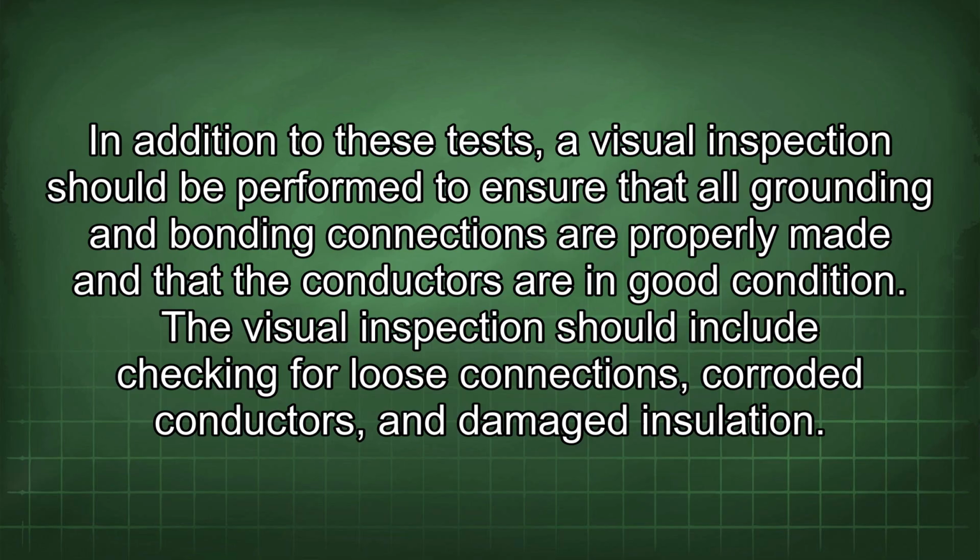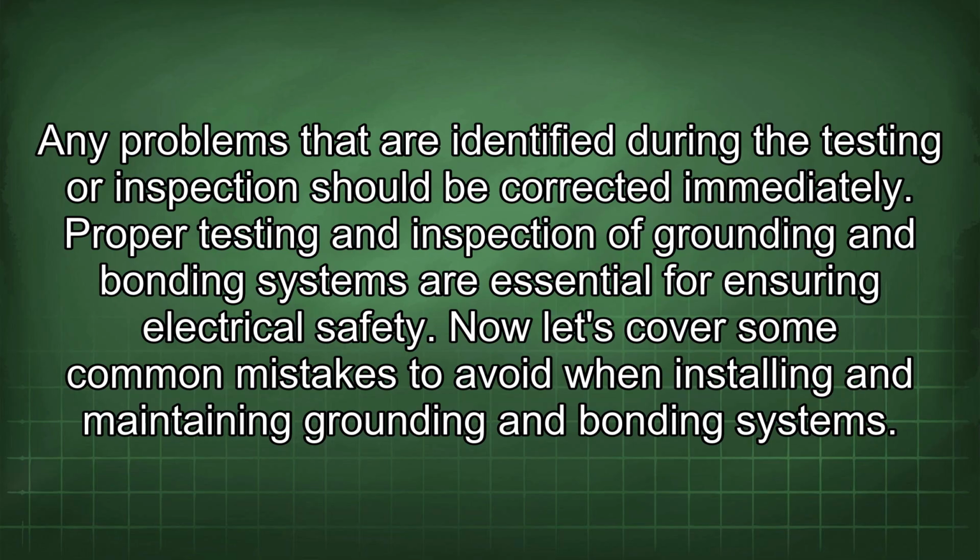In addition to these tests, a visual inspection should be performed to ensure that all grounding and bonding connections are properly made and that the conductors are in good condition. The visual inspection should include checking for loose connections, corroded conductors, and damaged insulation. Any problems that are identified during the testing or inspection should be corrected immediately. Proper testing and inspection of grounding and bonding systems are essential for ensuring electrical safety.